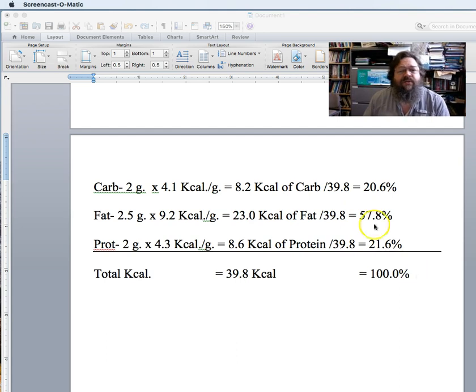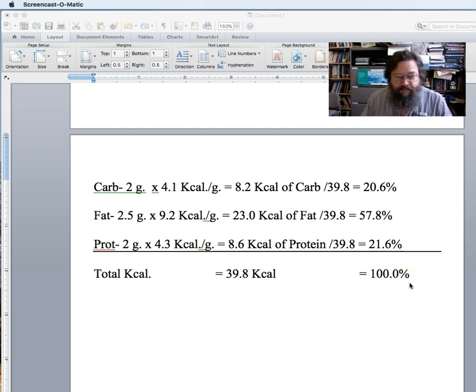So that gives us 20.6% from carbohydrate, 57.8% from fat, and 21.6% from protein. Notice that these three add up to 100.0%. You'll want to add these up and double check, although your results might not come out to exactly 100.0. It should be within about 99.8 to 100.2, depending on how your rounding errors went. But if you're anywhere further off than that, you'll want to go back and check to make sure that you got your math right.